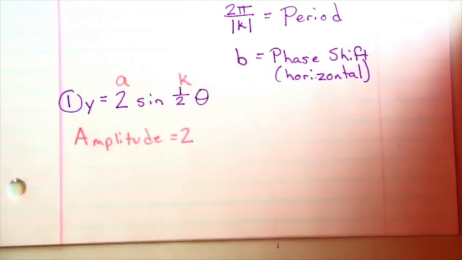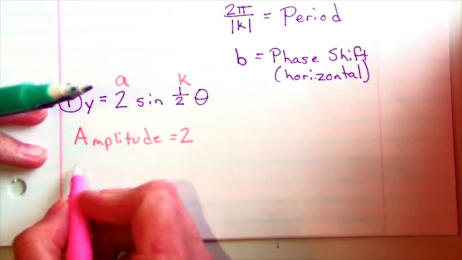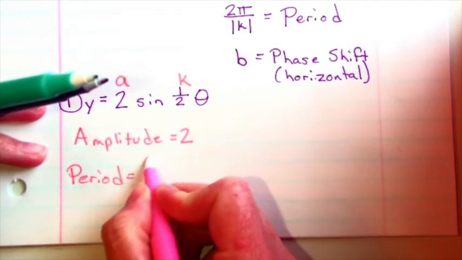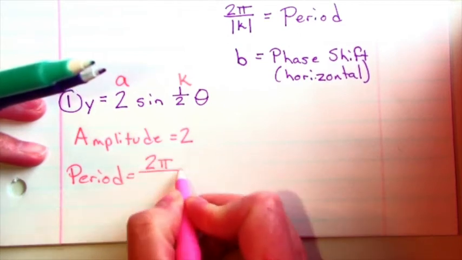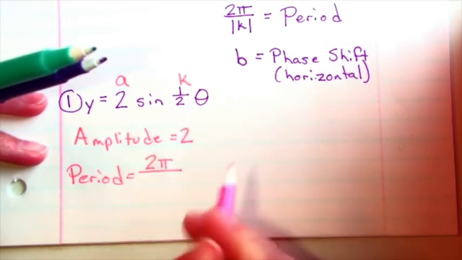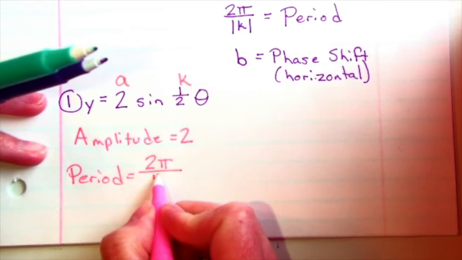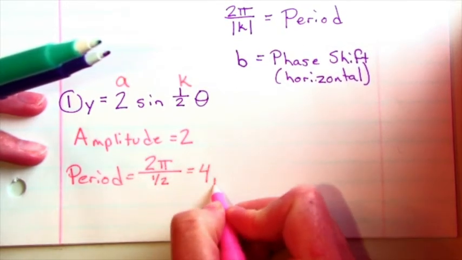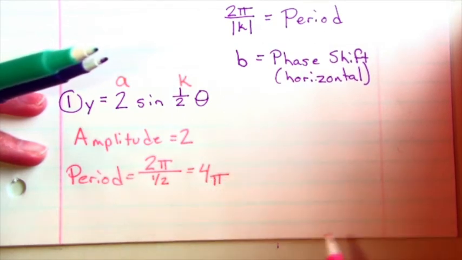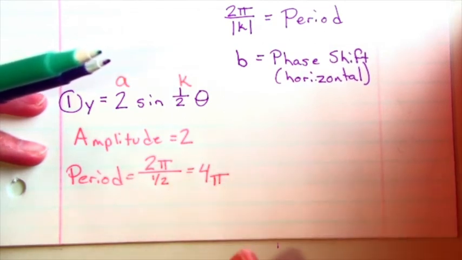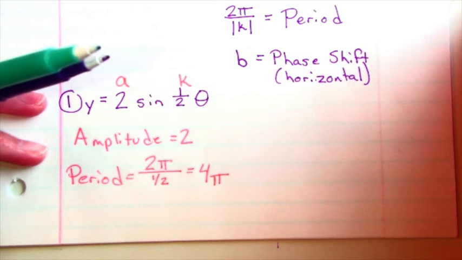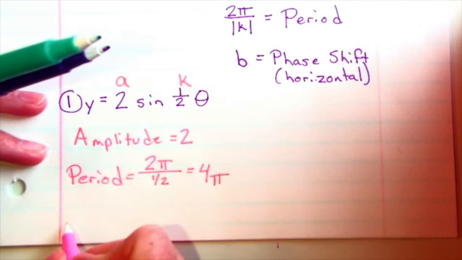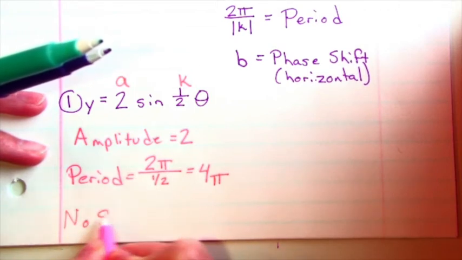We need to see how wide the period is going to be for this one. So period is 2 pi over the absolute value of K. So in this case, that's going to be 1/2. And if we simplify that, that simplifies to 4 pi. So this one's going to be twice as wide as that other one is. And there's no B value, so there's no shift.